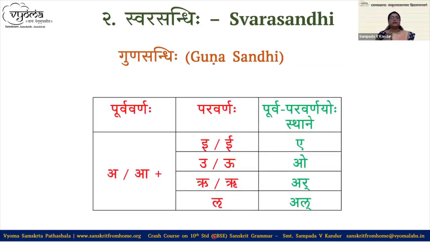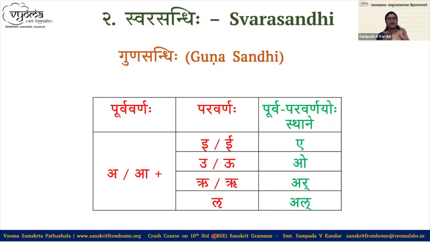Next, Guna Sandhi. Now, remember, whenever the name Guna comes, it is formation of A, O, R or L. Second Sandhi is Guna Sandhi. In this, Purva Varnaha should be A or Aa. Remember this rule. If in Purva Pada A or Aa is not there, this rule is not applied. So this is the compulsory identification mark. A or Aa in Paravarnaha: I or Ii results as E, U or Uu results as O, Ru results as Ar, and Lru results as Al.